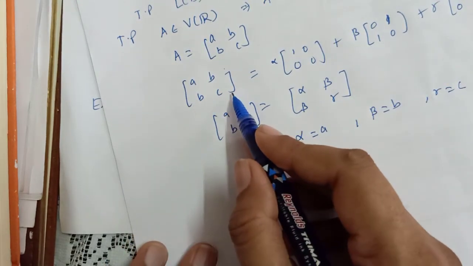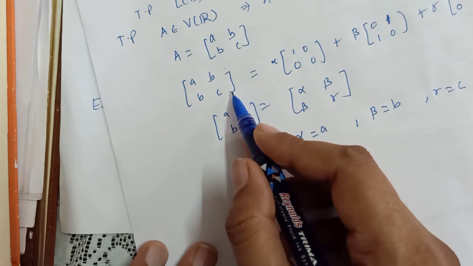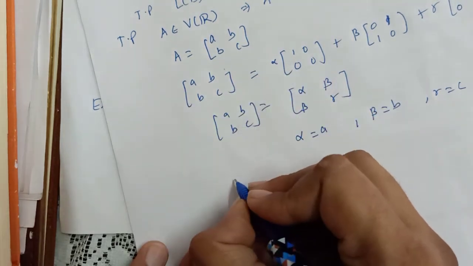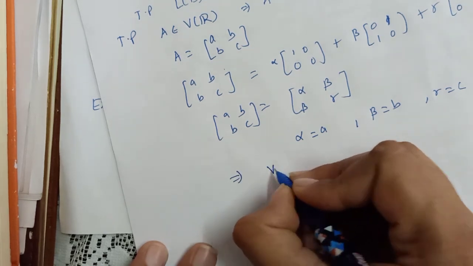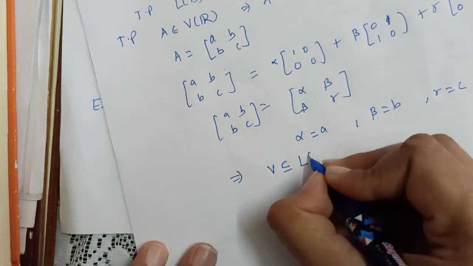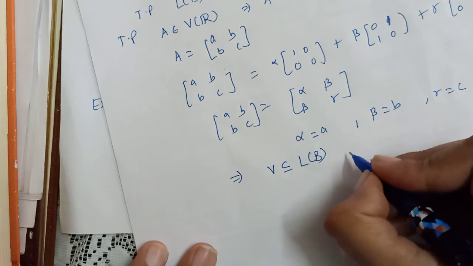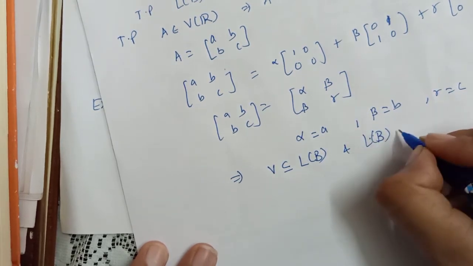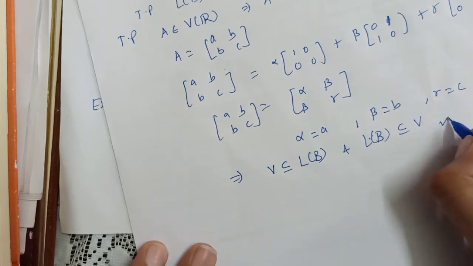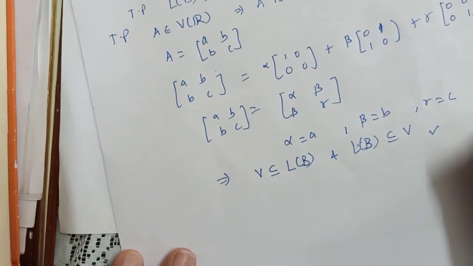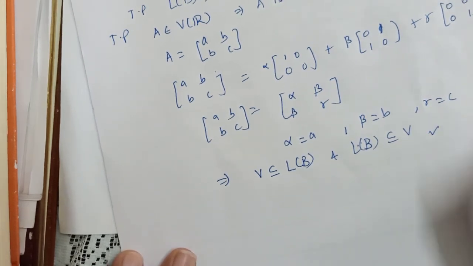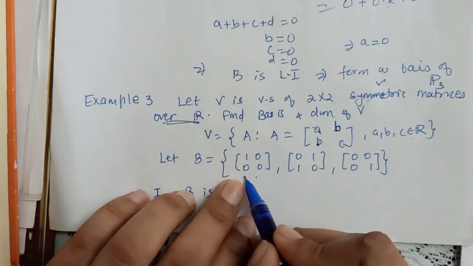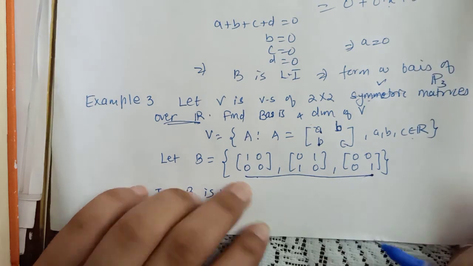So any random element from our vector space has been written as a linear combination of elements of our basis. So this means this vector space is contained in the linear span of the basis. And is the reverse already so? Is the linear span of B contained in the vector space? Yes, because B is a subset of the vector space. Are these matrices symmetric? Yes.